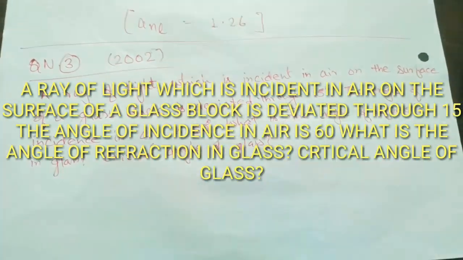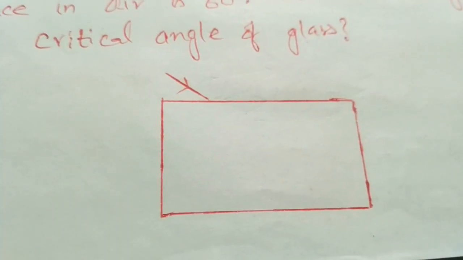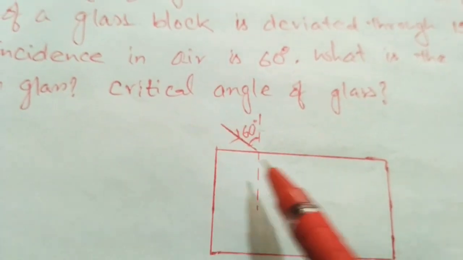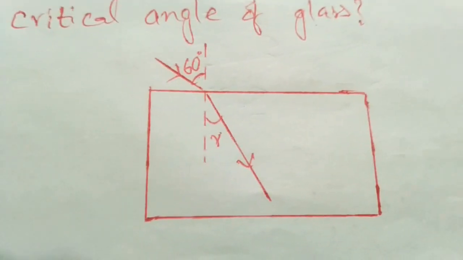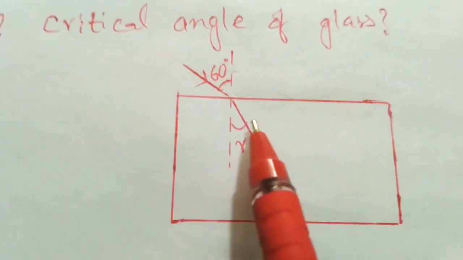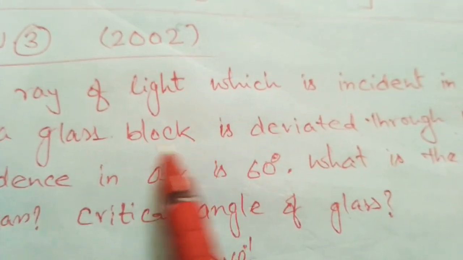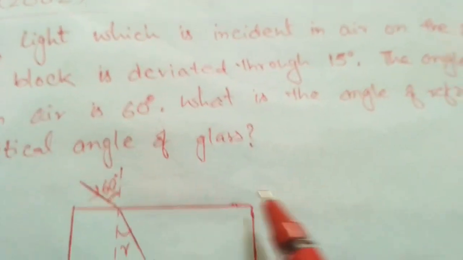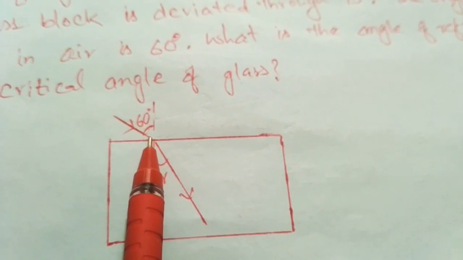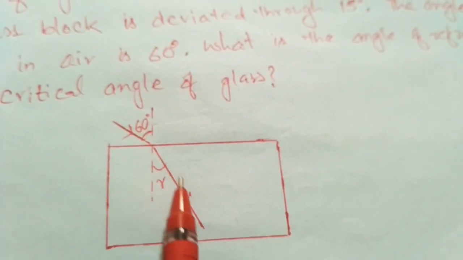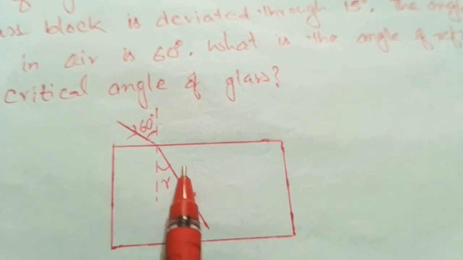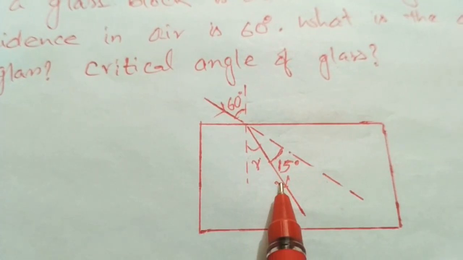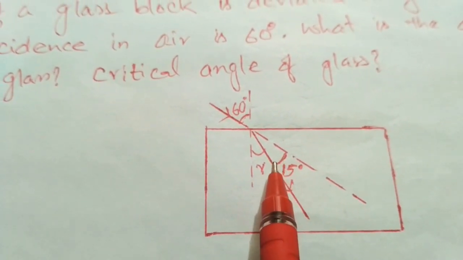So first of all, let's draw the ray diagram. This is the glass block. According to the question, the angle of incidence is 60 in air. After refraction, the ray goes through this path, and we have to find first this angle of refraction. But one more thing in the question is given, that the light ray is deviated through 15 degree, means the angle between the original path and the refracted ray has the deviation of 15 degree. Let's draw that. So you can see this is the original path, and this is the refracted ray, and this is the deviation 15 degree.